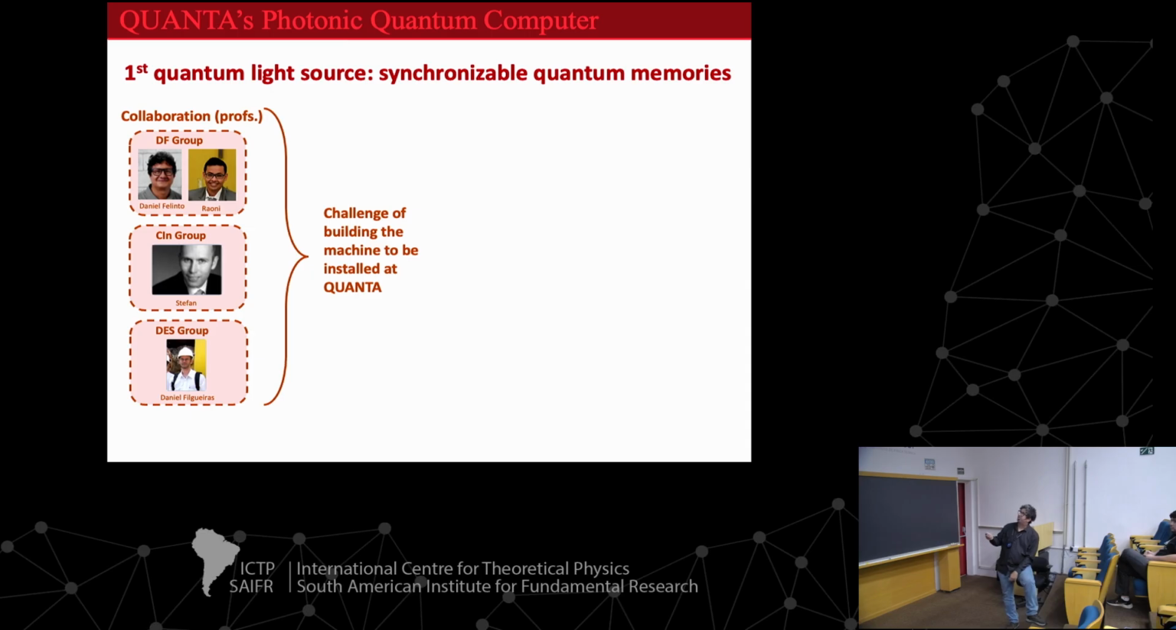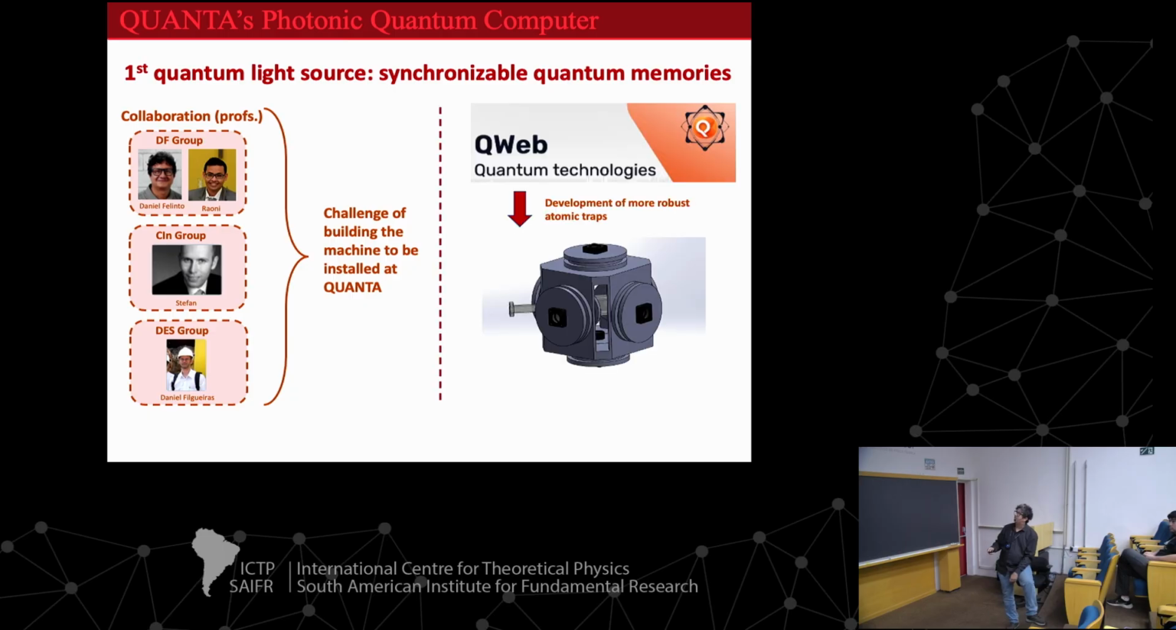And so that's the idea. Now we have a team from both the physics department, informatics and engineering, that is responsible for building a machine to be installed at the quantum. And also that company that I mentioned, we are also using the engineers to try to develop a more robust magnetic optical trap.